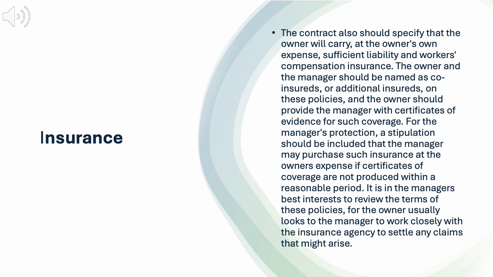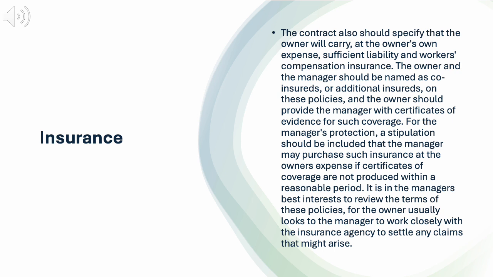Insurance. The contract also should specify that the owner will carry, at the owner's own expense, sufficient liability and workers' compensation insurance. The owner and the manager should be named as co-insureds or additional insureds on these policies, and the owner should provide the manager with certificates of evidence for such coverage. For the manager's protection, a stipulation should be included that the manager may purchase such insurance at the owner's expense if certificates of coverage are not produced within a reasonable period.